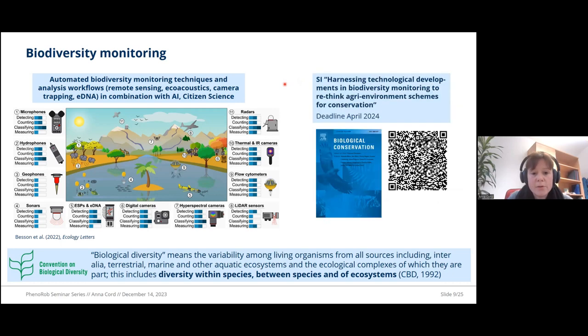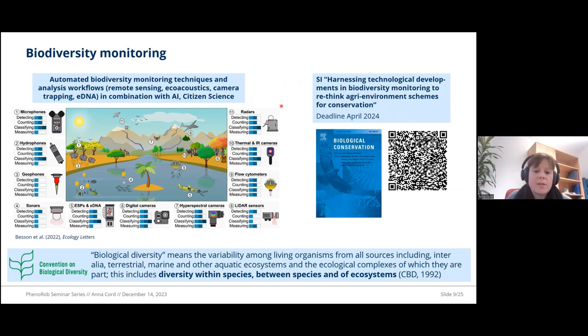them for biodiversity monitoring. So this is a bit of an advertisement of a special issue that we're doing in Biological Conservation, which is focused on these new technologies and how we can actually use them to improve agri-environmental schemes, because there we really see a lack: these new technologies are not really made use of. And I'm going to show you some examples later of what we do in this direction.